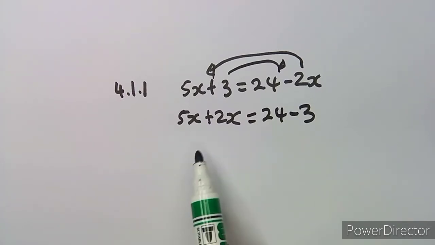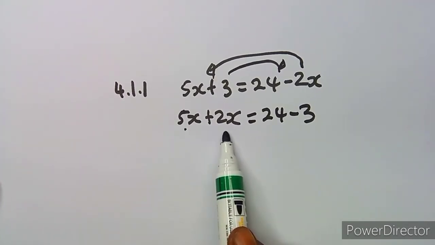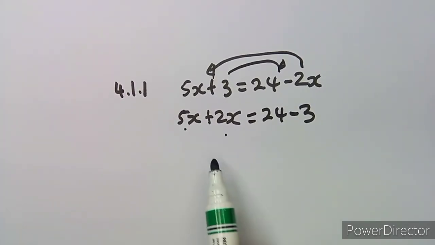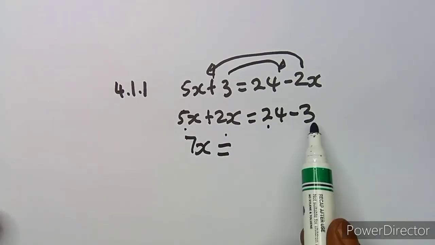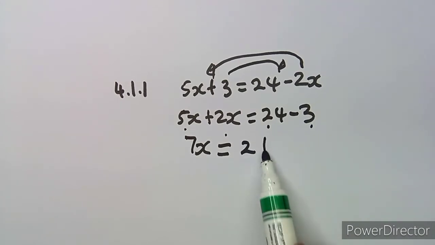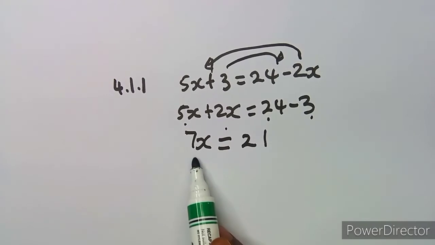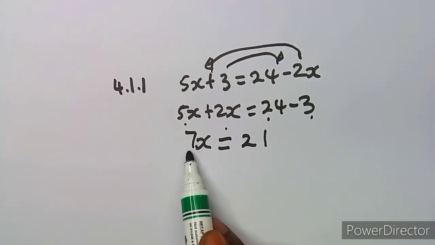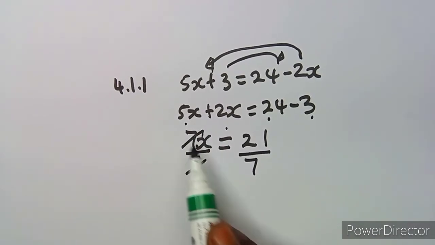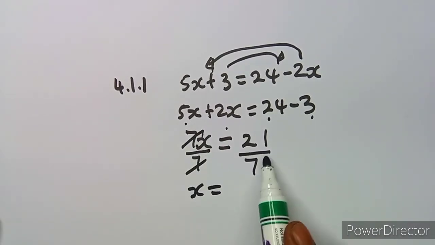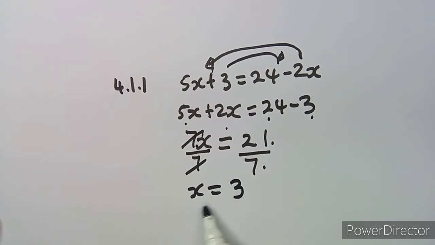So let's see what we're going to have. We can add 5 plus 2, that's 7, which is 7x equals 24 minus 3. From your calculator, this is 21. So how can I obtain x? These two are multiplying, so to remove this 7, which is multiplying, you divide by 7. So x is equal to 21 divided by 7. From your calculator, this is going to give you 3. So that's how you were supposed to answer this question.